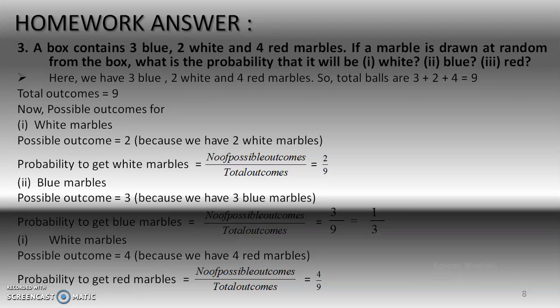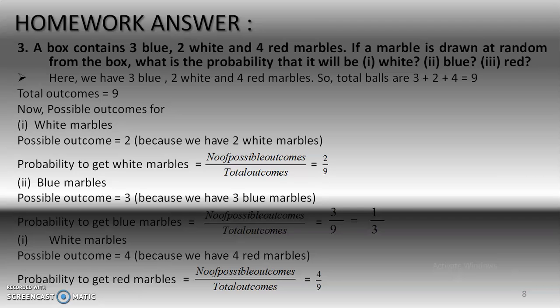It's the third question. A box contains 3 blue, 2 white and 4 red marbles. If a marble is drawn at random from the box, what is the probability that it will be white, blue and red? Starting with the first, here we have 3 blue, 2 white and 4 red marbles. So total balls are 3 plus 2 plus 4 equals 9. So total outcomes equals 9. Now possible outcomes for white marbles: possible outcomes equals 2, because we have 2 white marbles.